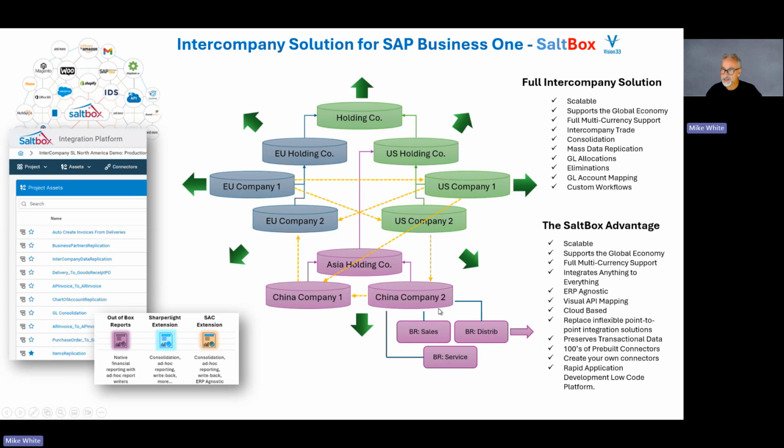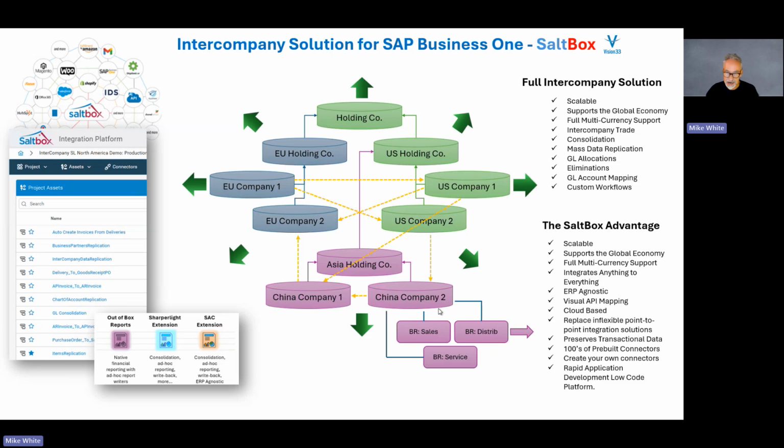So the kinds of things that we can do, of course, are consolidation, intercompany trade. That's what we're going to be focusing on today. And then also reporting of these intercompany transactions. There's a lot more that can be done here.